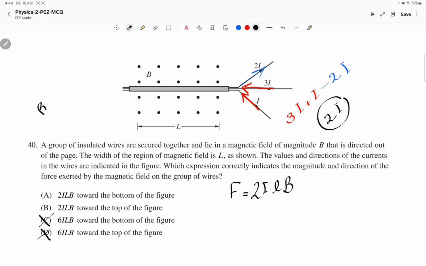Use the right hand rule for current in a wire. Place the thumb to the left and the fingertips to the top of the page for the dots. And the palm must be pointing upward. The palm is the force pointing upward to the top of the page.